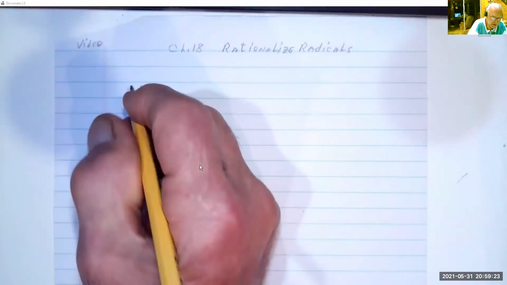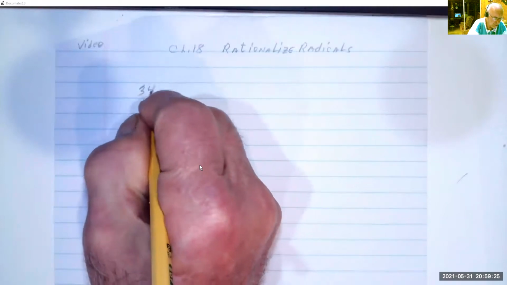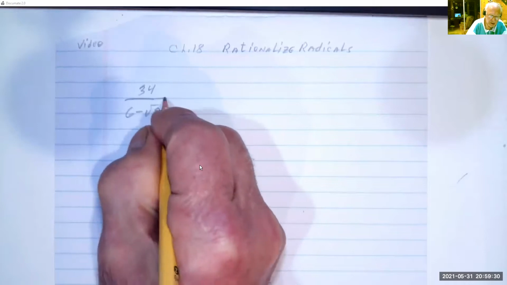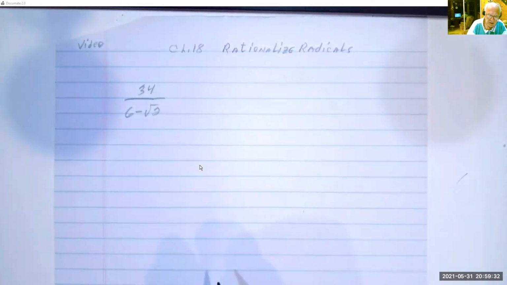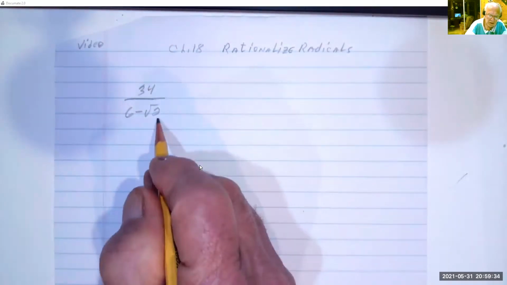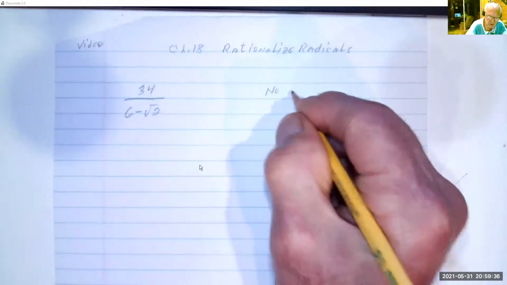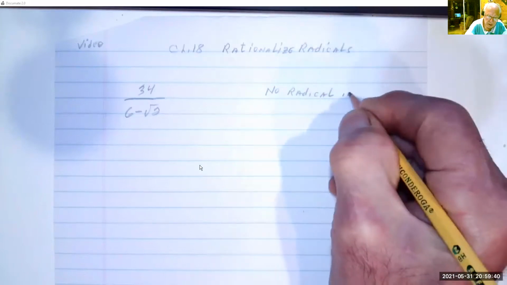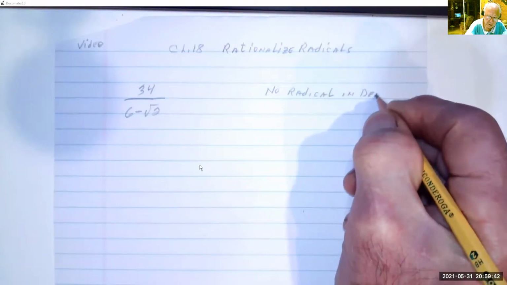Okay, let's look at this fraction, 34 over 6 minus the square root of 2. A second rule of radicals is leave no radical in the denominator. Well, how do we get rid of that radical from the denominator?